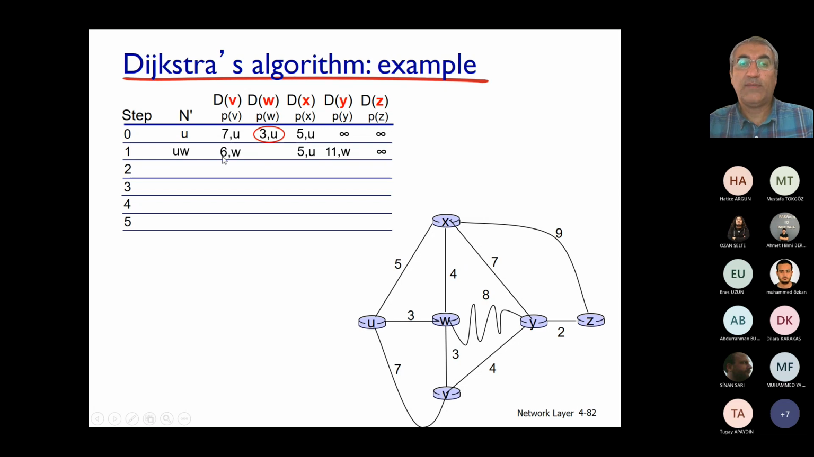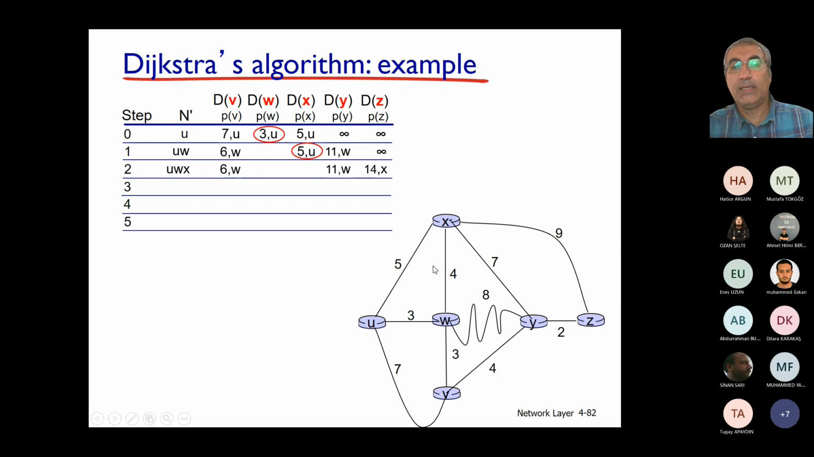In this case, we have 6, 5, 11. Which one is minimum? Of course, this 5 is minimum. That's why we put the x into the N prime set, the path. Okay, uwx. And now the x is on the path, so we can update, for instance, the v. Still the minimum is 6, so we don't update that. We are done with the w, and then we are done with the x.